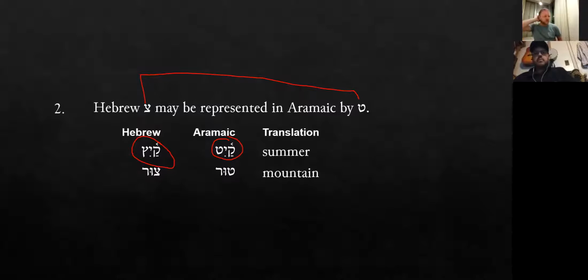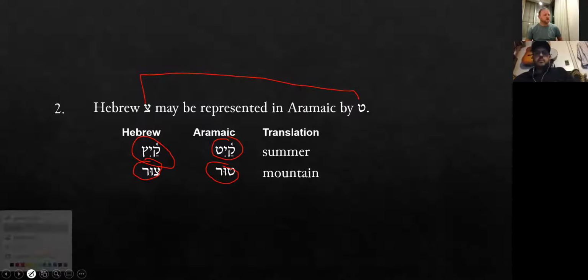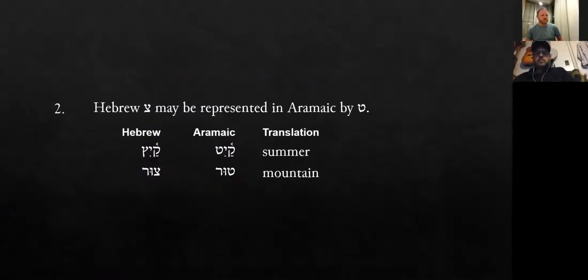Especially if you remember that long ago the tet was an emphatic consonant. So it wasn't just a plain t, it was some kind of hard T. The word tzur in Hebrew is tur in Aramaic. Tzur and tur. These are mountains. Okay.